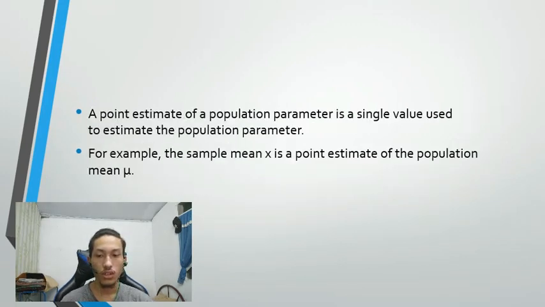And for the last, we have to know a point estimate of a population parameter is a single value used to estimate the population parameter. For example, the sample mean x̄ is a point estimate of the population mean.